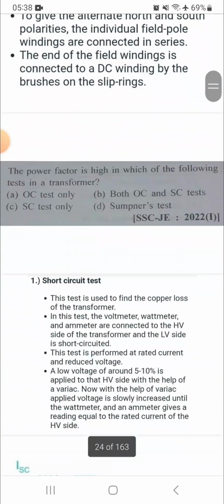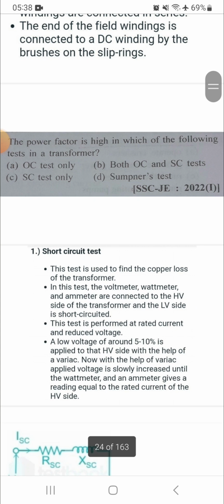Next one. The power factor is high in which of the following tests in transformers? Open circuit test only, both open circuit and short circuit test, short circuit test only, and Sumpner test. क्या होता है इसका आंसर? ऑप्शन सी, शॉर्ट सर्किट टेस्ट ओनली.